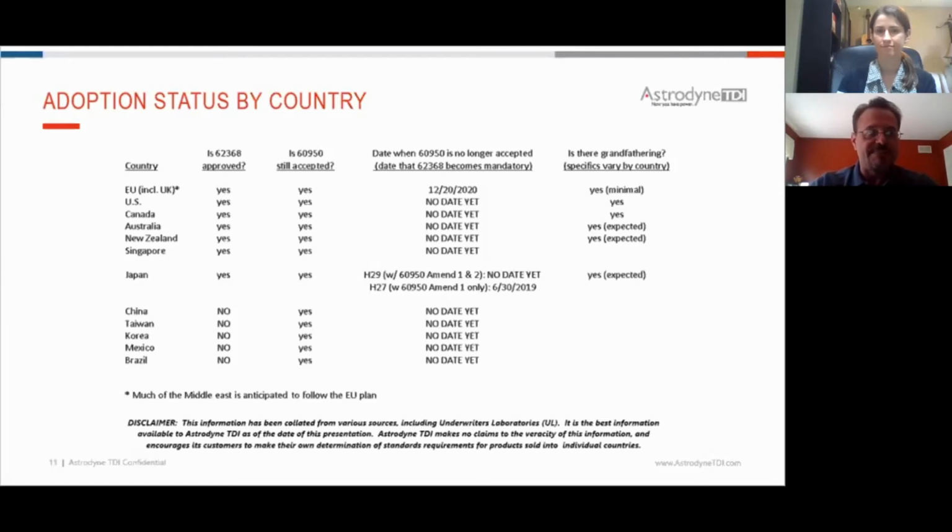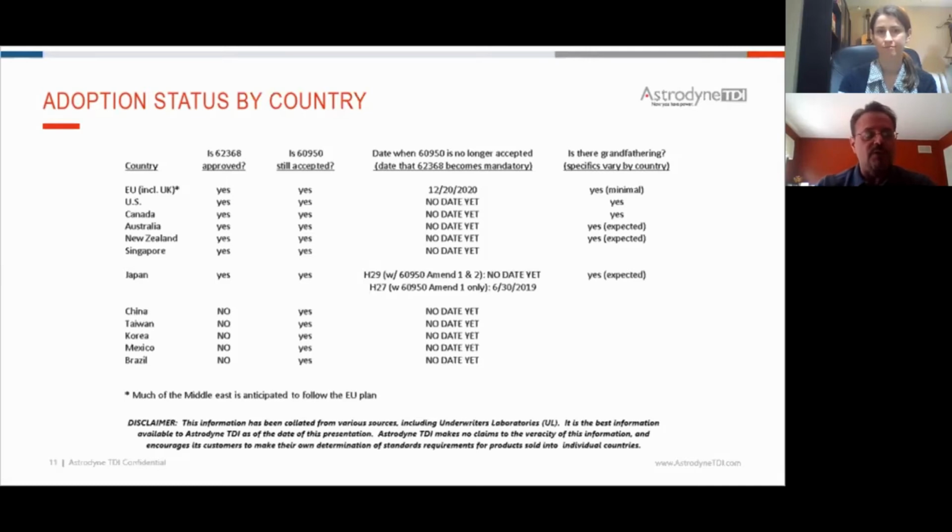For countries that are accepting the 62368 standard so far, Europe, the European Union, is the only set of countries that is mandating a switchover from 60950, and that's on the December 20th date later this year. Everybody else has not said, nope, we're not going to take 60950 product. Everybody still is. There's a little bit of a nuance in Japan where they are no longer accepting 60950 products that are Amendment 1 only. You have to have Amendment 1 and Amendment 2 60950 certifications to be accepted in Japan. And that was as of the middle of last year.